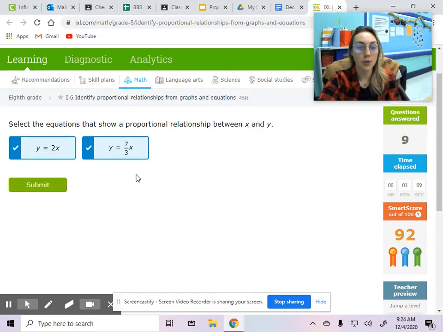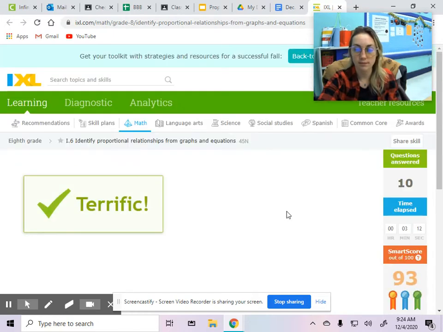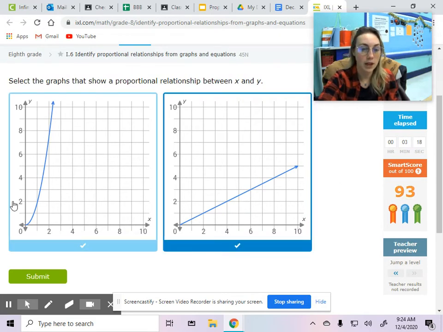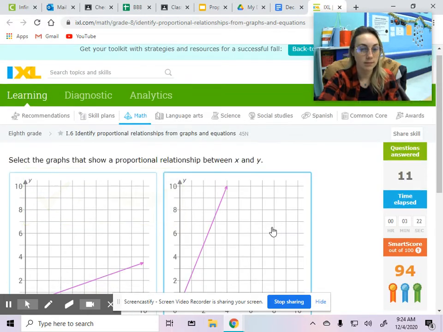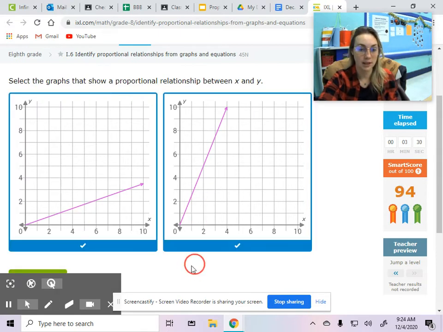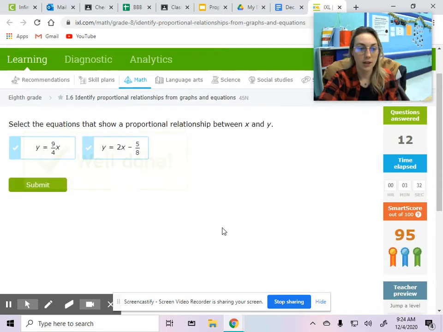Both of these are proportional equations. All right, this one goes through the origin, is in a straight line, so therefore it's proportional. This one has a curve, therefore it's not. All right, cool. Both of these are proportional because they both go through the origin and they're both straight lines. Stop. All right. This one is proportional.